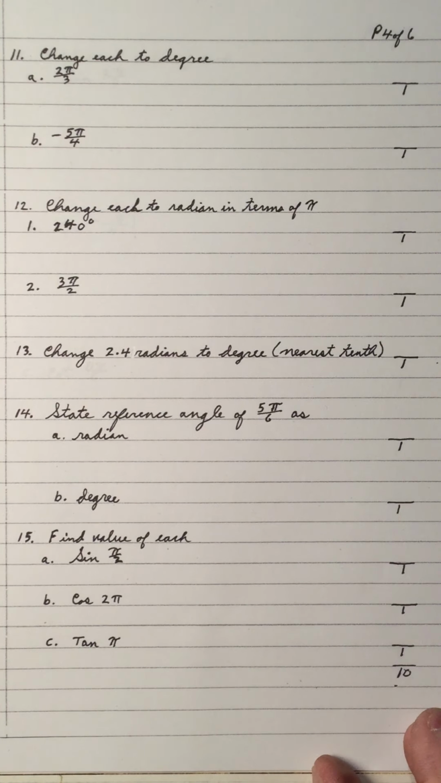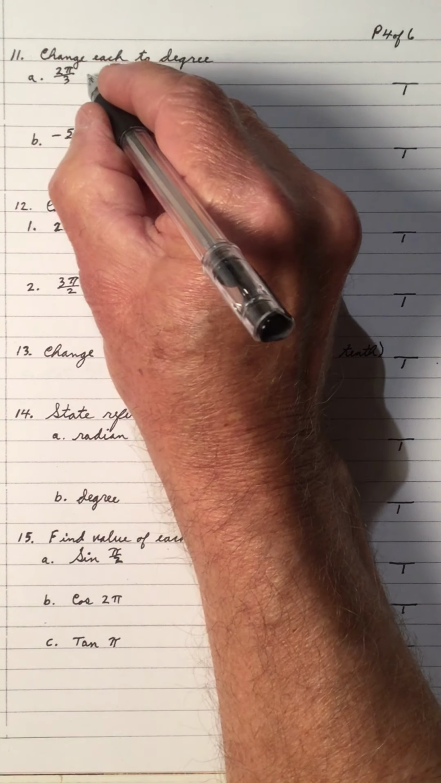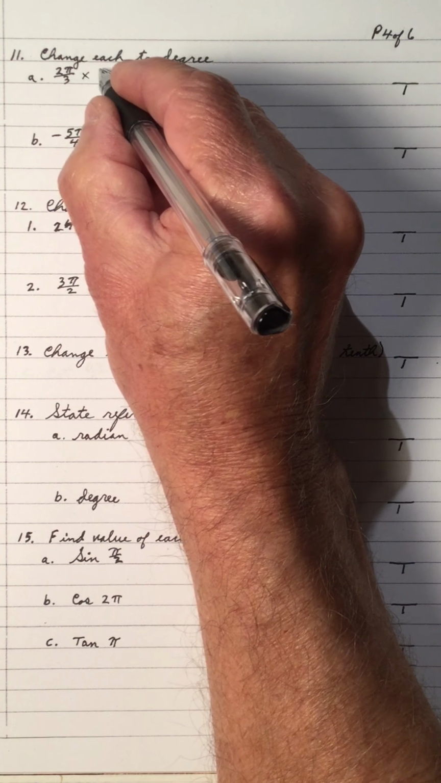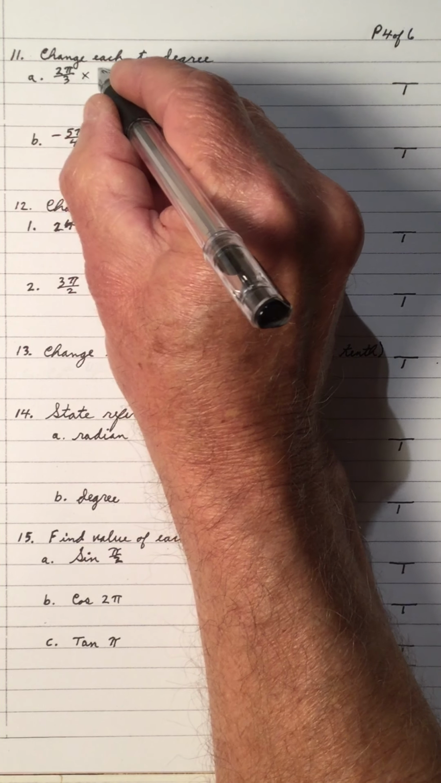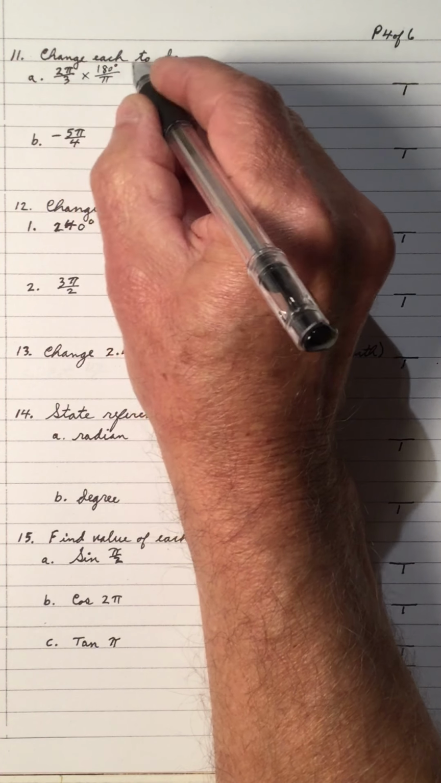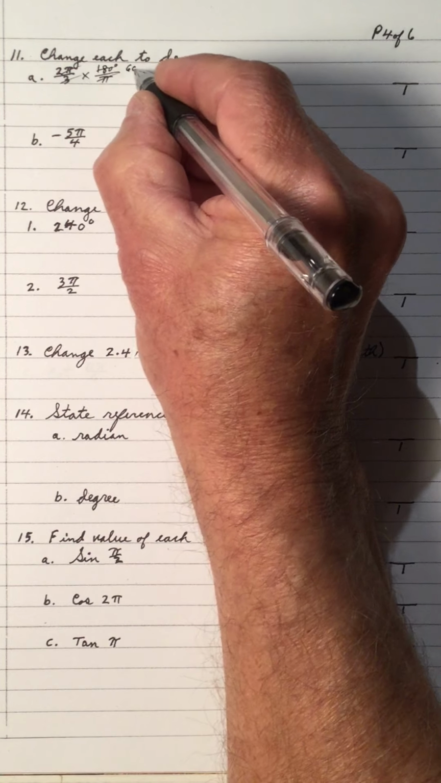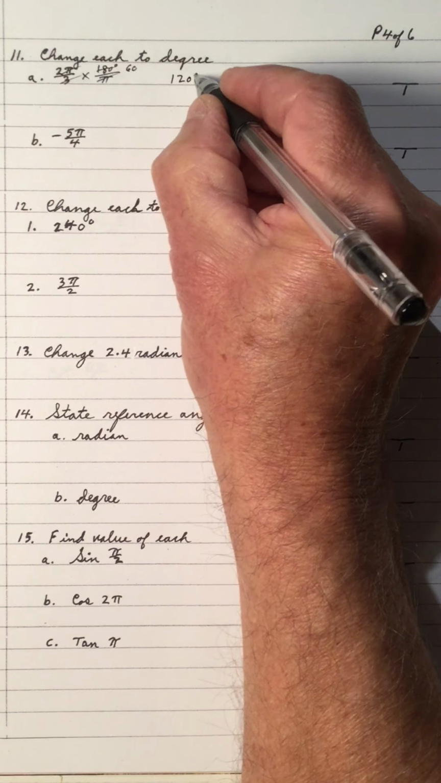There we go. Number 11, change each to degrees. To change to degrees, we multiply by, notice radian is on top, so we multiply by 180 over pi. What happens when you do that? The pi's cancel out. 3 into 180 goes 60, so you get 120 degrees.